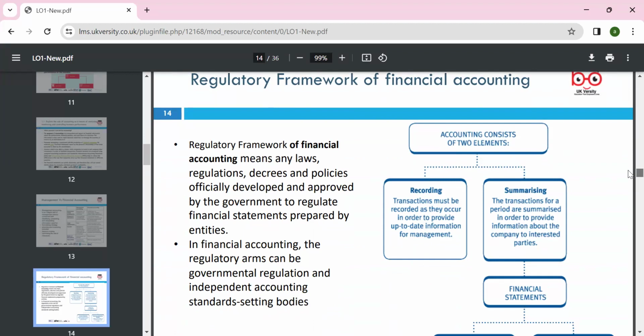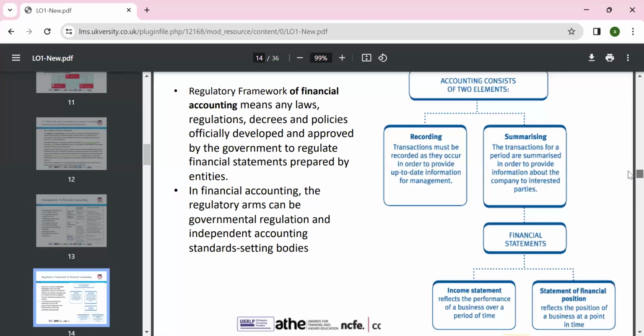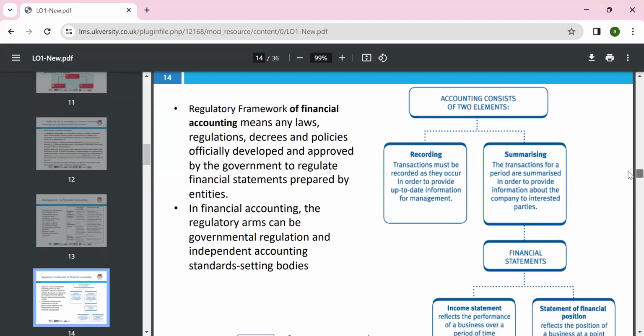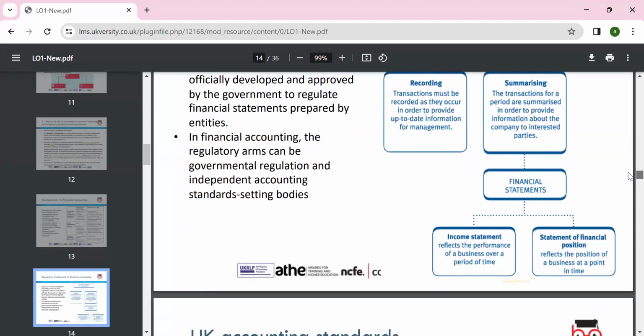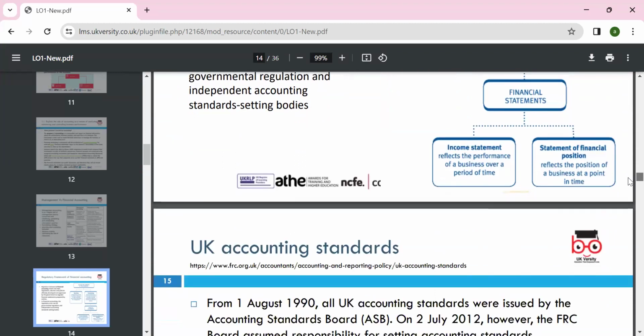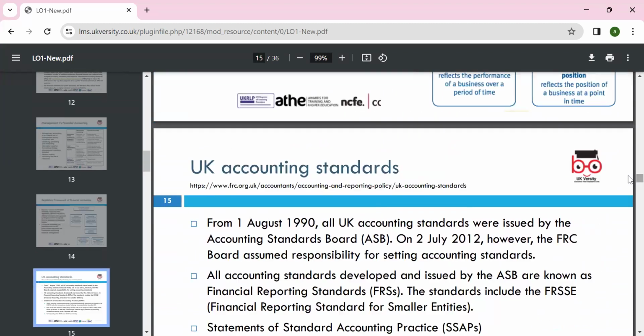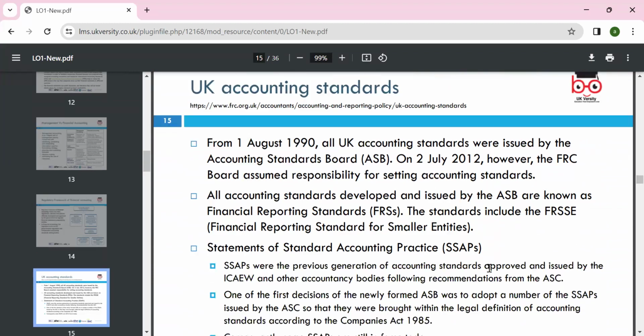The regulatory framework for the financial statement means the law, regulations, and discrete policies, officially developed and approved by the government, which regulate the financial statements prepared by entities and organizations: recording the transactions, summarizing the transactions, preparing the financial statement, and following the standards. So we can look at the UK accounting standards, and we have the international accounting standards. If the company is only registered in the UK, of course, we can follow the UK standard, but normally nowadays, international and UK standards are embedded in a way. So it's not a big difference, but it's good to look at the international standard more if the company is working throughout the world.